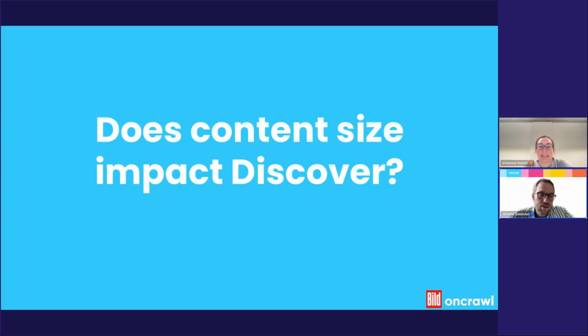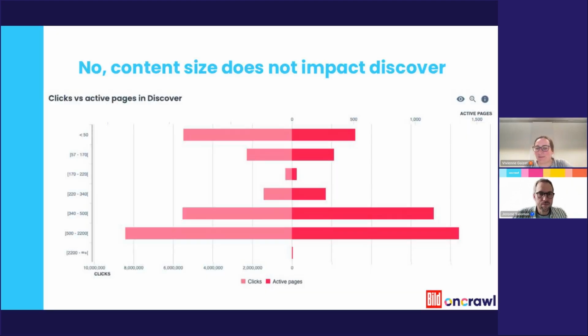Next question, the size of the content. Does content size actually impact the performance on Google Discover? Here we're looking at the word count, so how many words are on the page. We created the segmentation based on the different ranges. And here we are comparing the clicks versus the pages that are making clicks, so how many are active. We do have a lot of articles with more than 500 words. Yeah, true. But still they are making traffic and they are actually getting clicks.